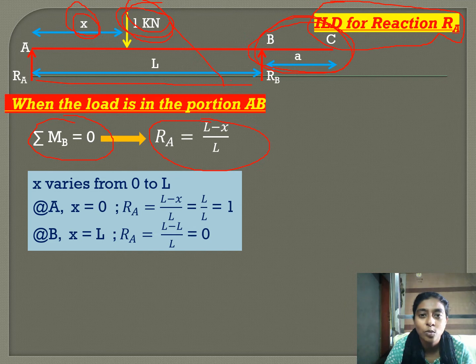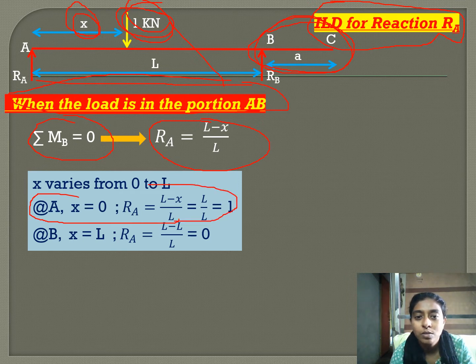We can see here the unit load is in portion AB. So when the unit load is in the portion AB, X varies from A to B, that is X is equal to 0 to X is equal to L. So at A, X is equal to 0 and RA is equal to 1. And at B, by applying X is equal to L, we get RA is equal to 0.